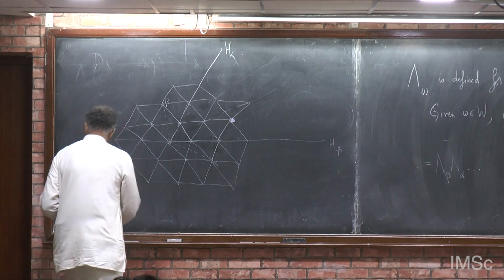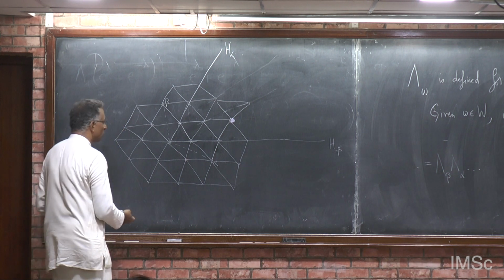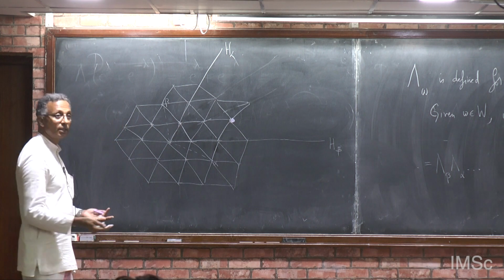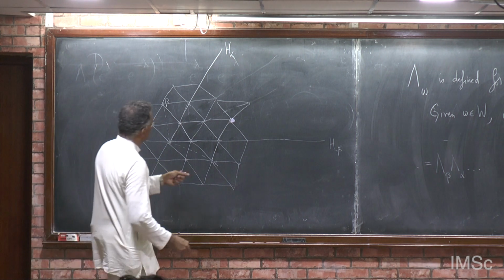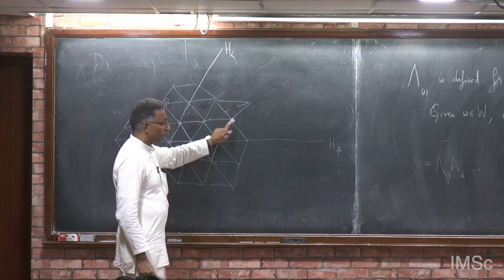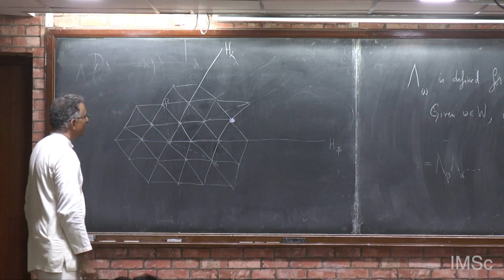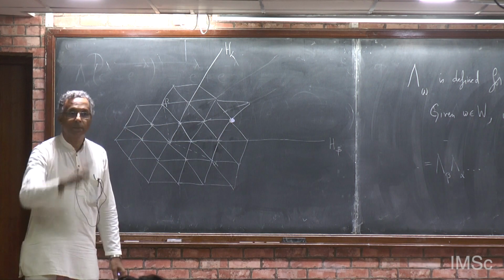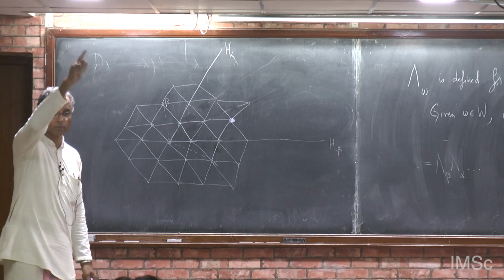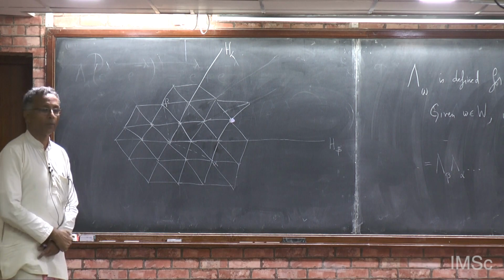Maybe I'll try to use colors. I don't know whether I'll succeed very well. So this is my initial point. Suppose I apply the lambda beta to it first, the De Mazur operator. What will happen to it?